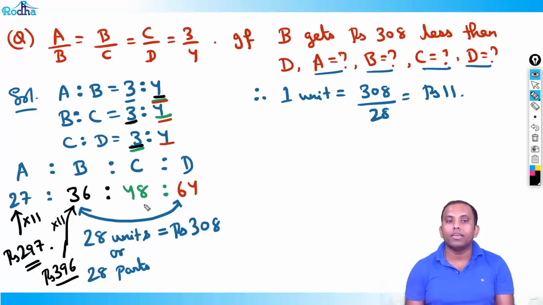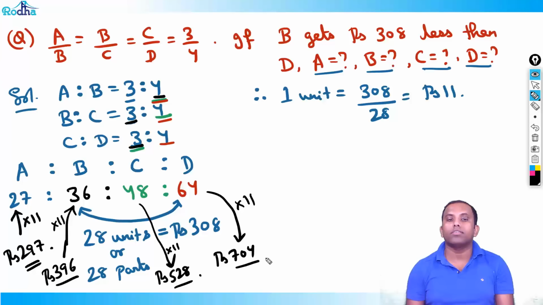C has got 48 units. So 48 into 11. C has got rupees 528. And D has got 64 units. So 64 into 11. D has got how many rupees? 704. This is the answer, right? 297, 396, 528 and 704. It's a very good question and a nice application of that concept. Okay, it's a good question.